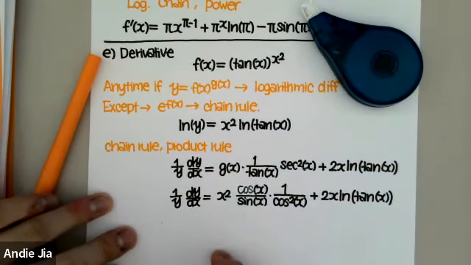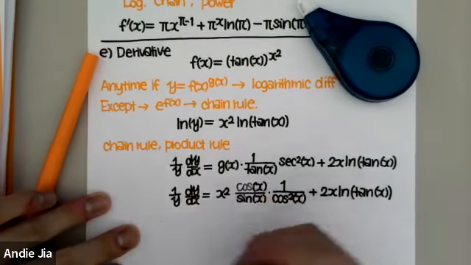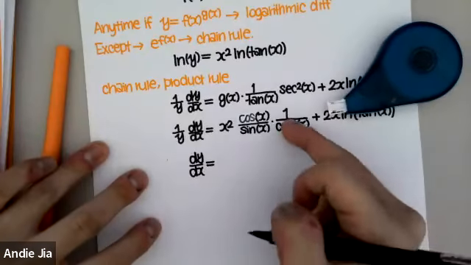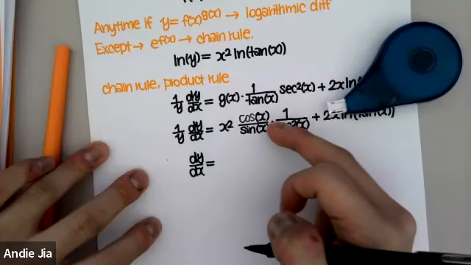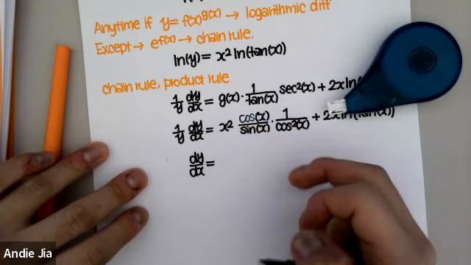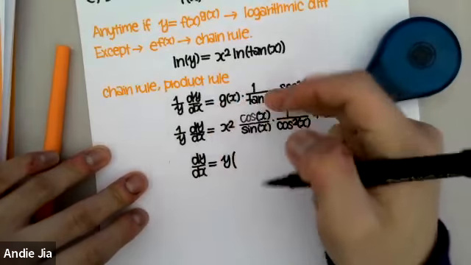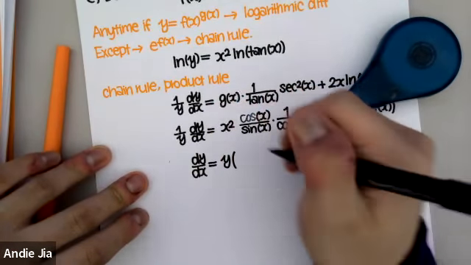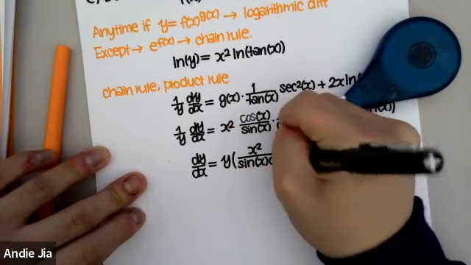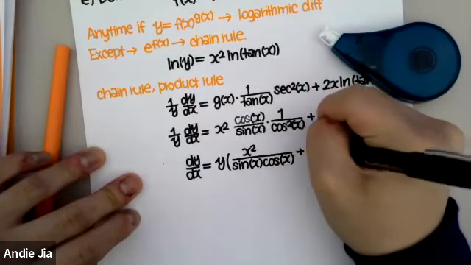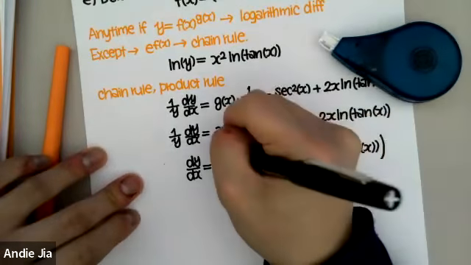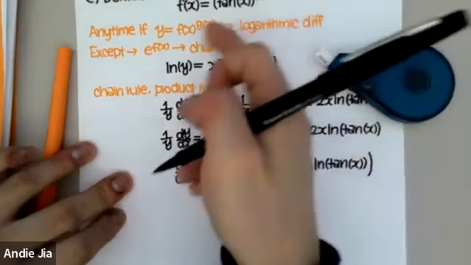And then we will have y on the other side. dy dx is equal to this mess. So we still have a cosine of x here, and this just cancels. So it's going to be x squared over sine of x cosine of x, plus 2x natural log of tangent of x, in the big parentheses here. And y is the function itself.